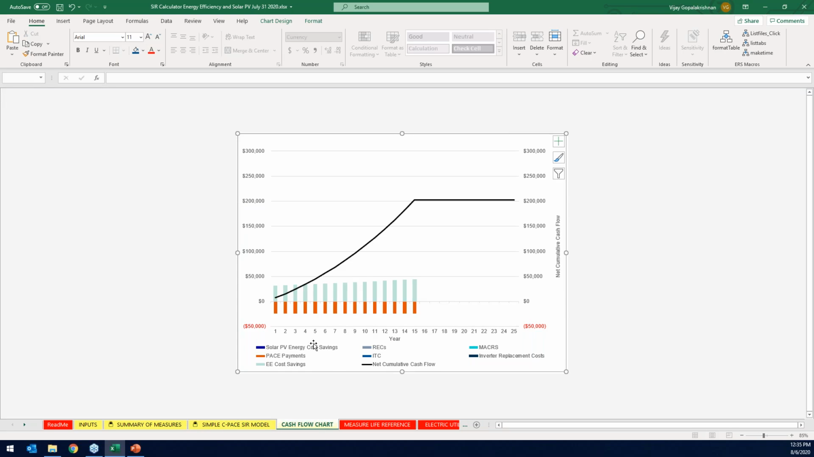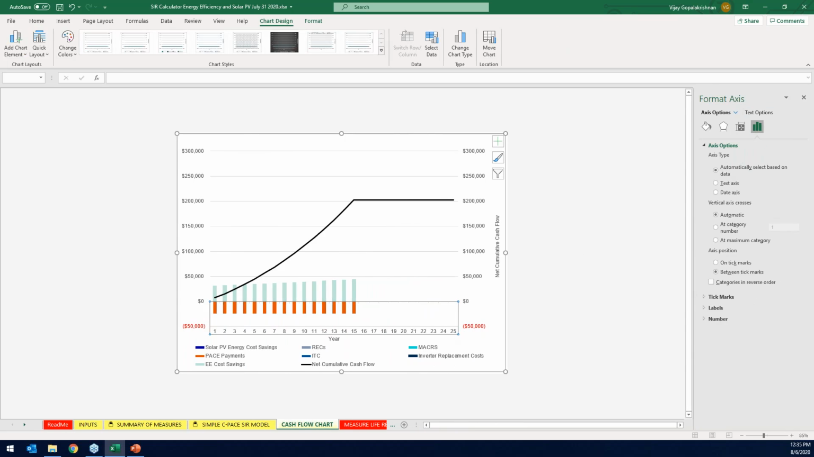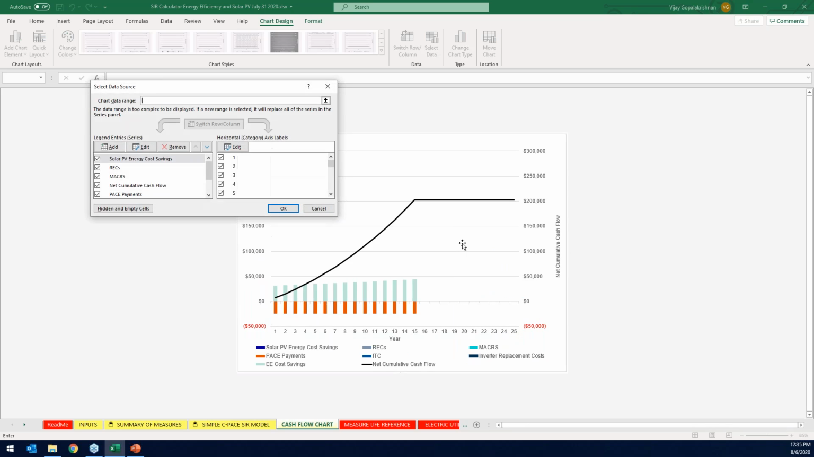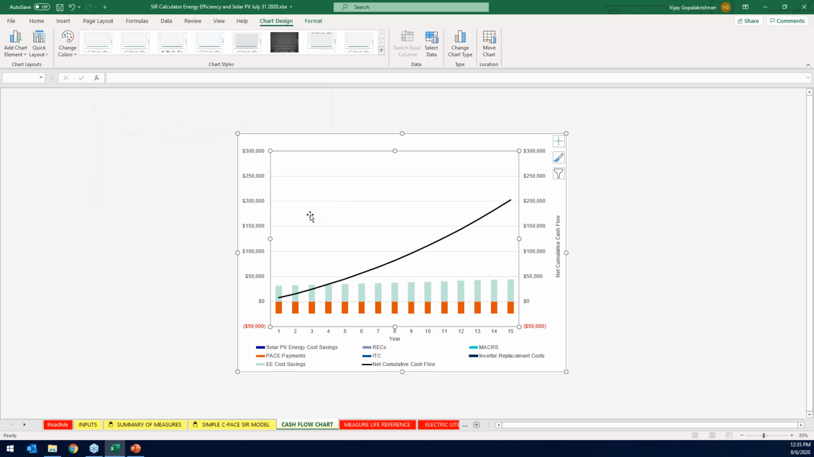As I mentioned, the cash flow chart can be used for any marketing purposes or anything you need. You do need to make adjustments to this chart based on the actual project specifics. You can adjust the axes. You can adjust how many years you actually want reflected. So in this case, it was a 15-year project, 15-year term with 15-year EUL. So you would essentially get rid of anything that goes above that period. And then if you need to adjust the axes, you can, the primary and the secondary axes.